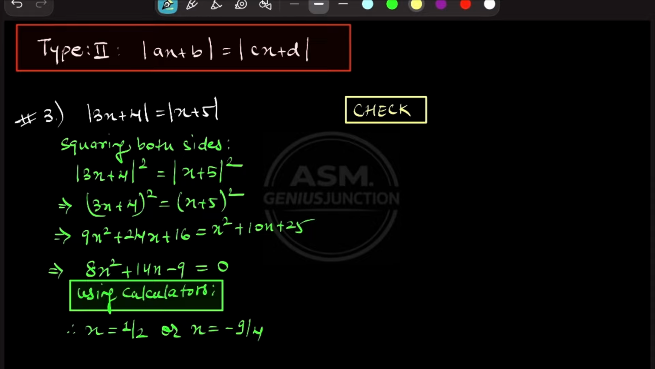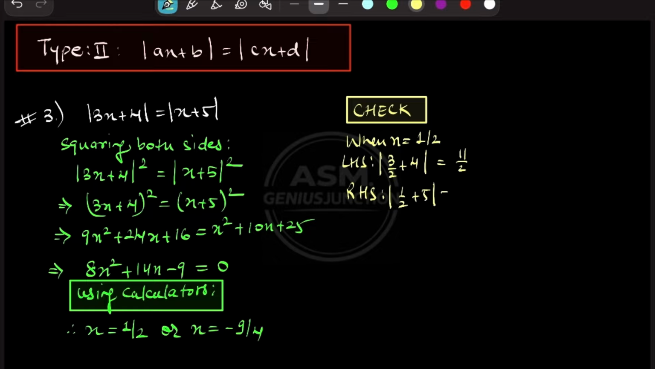So let's check quickly. When x is 1 by 2, LHS becomes 3 times 1 by 2 plus 4. On solving it, 2 times 4 is 8, 8 plus 1 is 11, so it gives you 11 by 2. On the right hand side, if I put x is equal to 1 by 2, I will get 1 by 2 plus 5, that is 11 by 2. So LHS is equal to RHS.